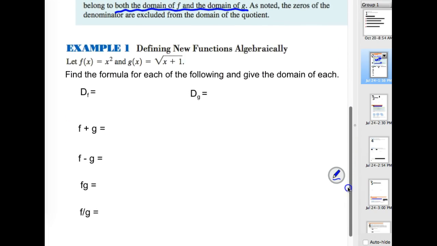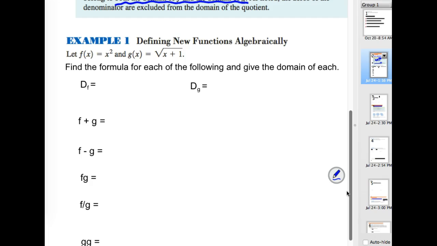So looking at our first example, our function f is just an x squared. G of x is the square root of the quantity x plus 1. So the first thing I want you to do is think about the domains for each individual function before we start adding, subtracting, etc. So for f, domain of function f, we have a function of x squared. There's no values that we can't square, so our domain would be all reals, from negative infinity to infinity.